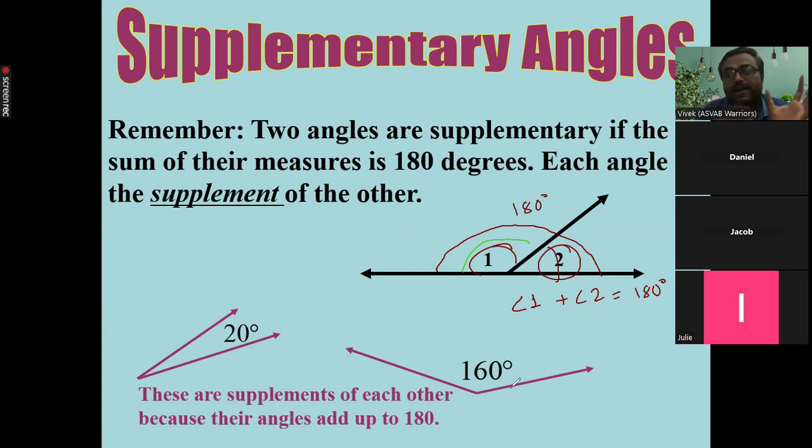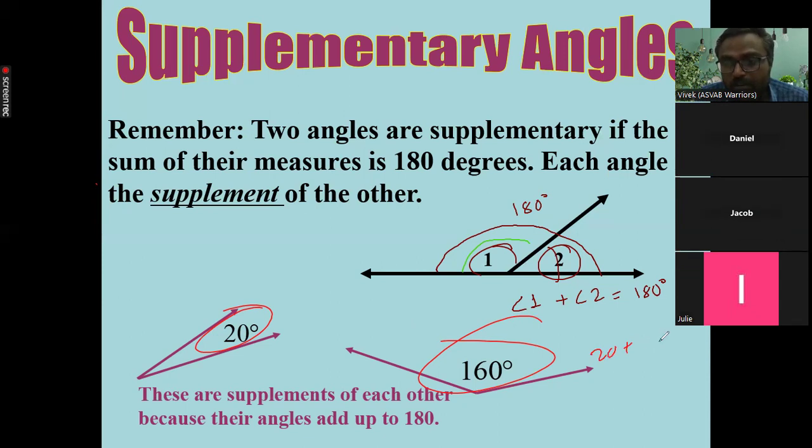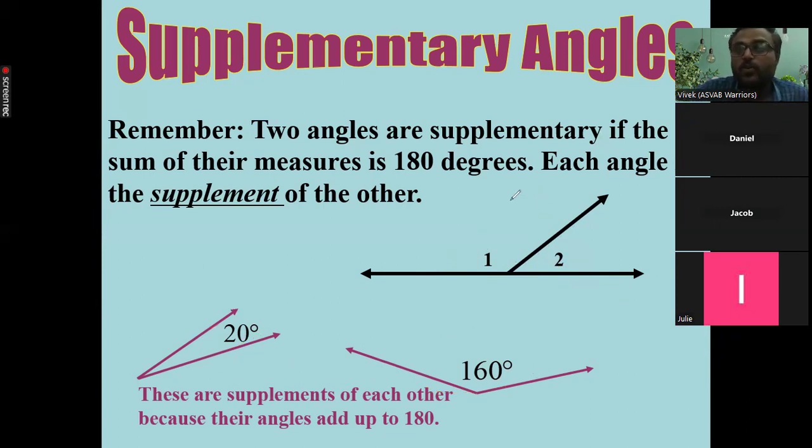And angle 1 and 2 are supplements of each other. Now, it does not mean that they always need to lie on a straight line. If you see, this 20 degree plus 160 degree is nothing but equal to 180 degree. So that means these two are also a supplementary pair. Okay, I hope you understood what supplementary angles are.